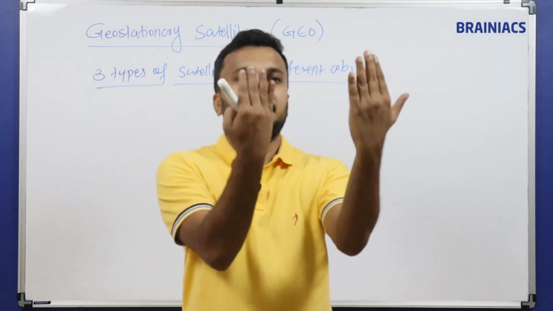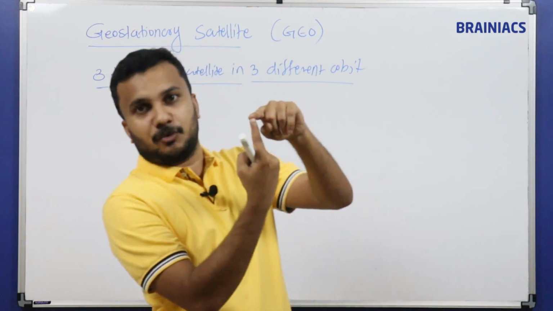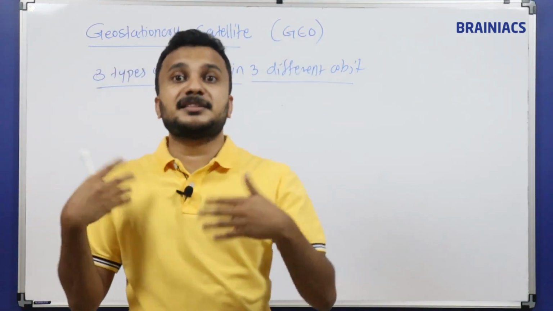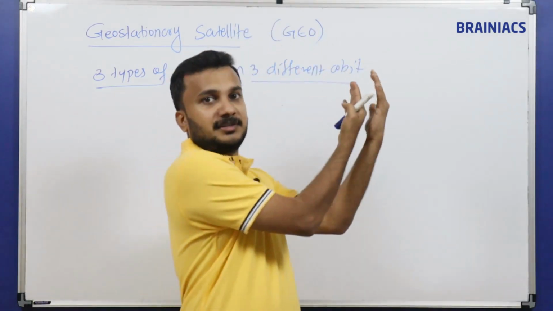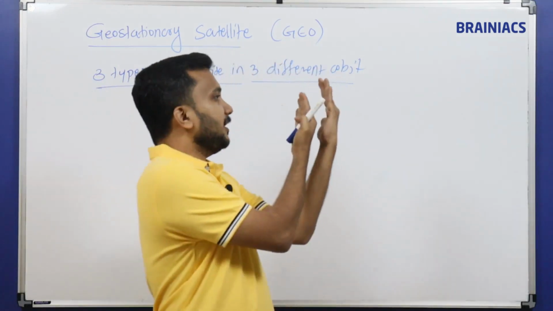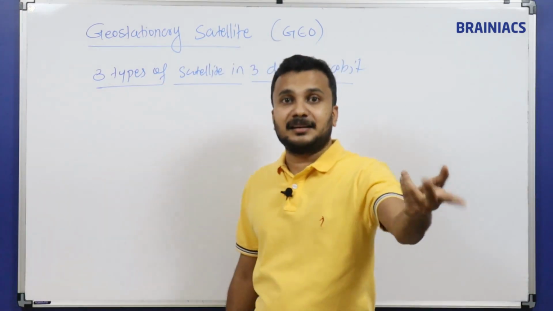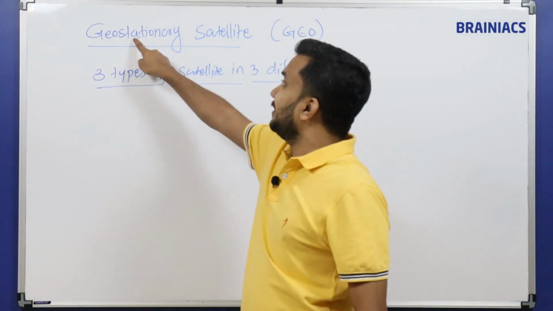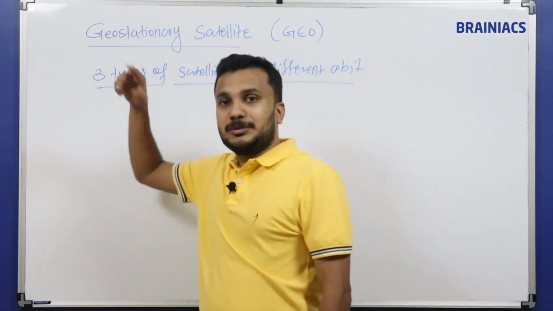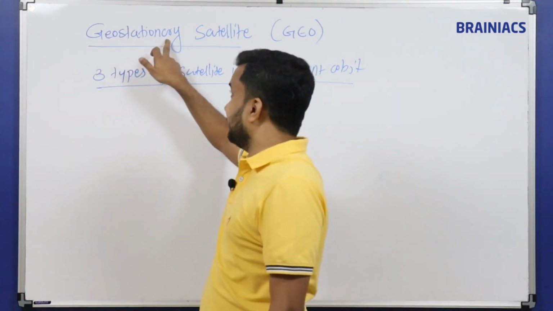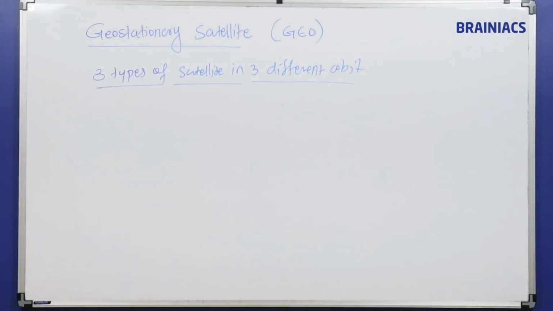Why 0? Because both are moving at the same speed. See, both my hands are moving at the same speed. If I stand on one hand and look at the other hand, I will feel that the other hand is at rest, because both are moving with the same speed. So I feel the geostationary satellite is at rest. Stationary means rest, and geo means with respect to Earth. With respect to Earth it is at rest. That type of satellite is called a geostationary satellite.